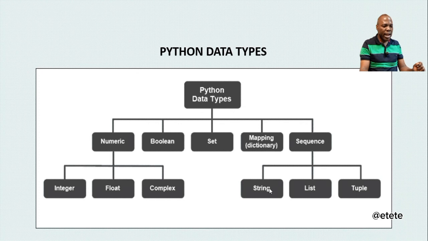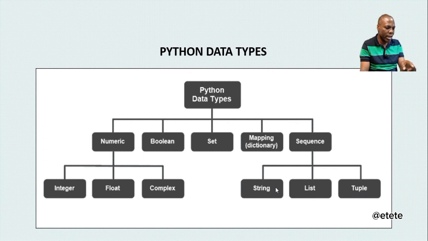Sequence data types are used to store collection of items. This string, list, tuple, they are used to store collection of items. And items in the sequence have a positional index starting with 0. So you can use their positional index to be able to define the various items that are in this sequence. So we are going to look at string, we are going to look at list, and then we are going to look at tuple, right?